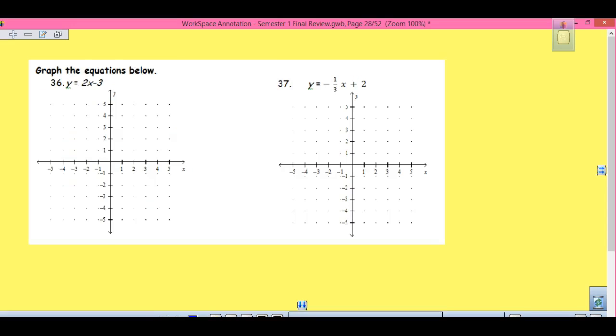Alright, let's graph this guy. What's my starting point? -3. So we start at -3, and we do what? Up 2 over 1. Boom. Beautiful. Next one, what's my starting point? +2. I do what? Down 1 over 3.